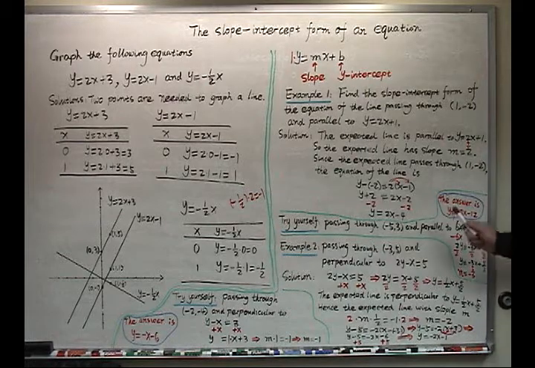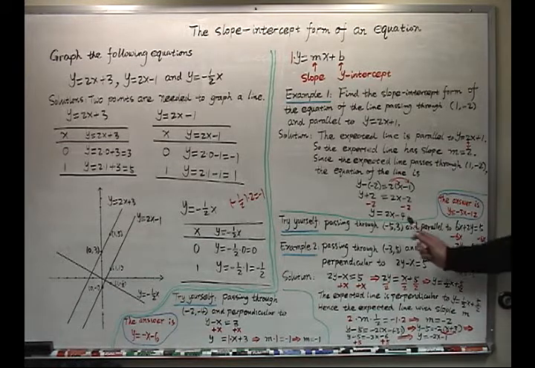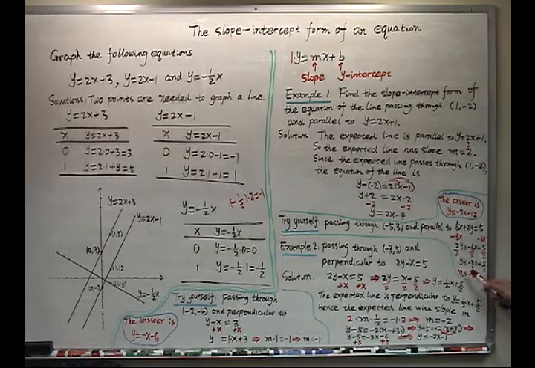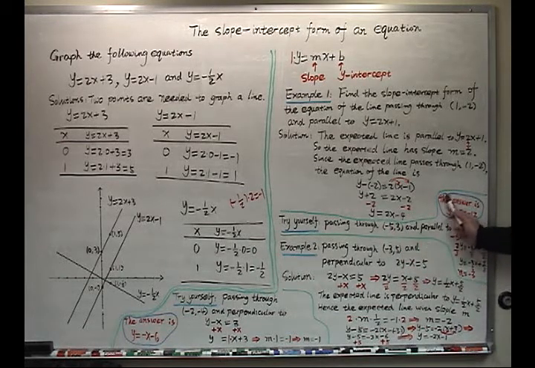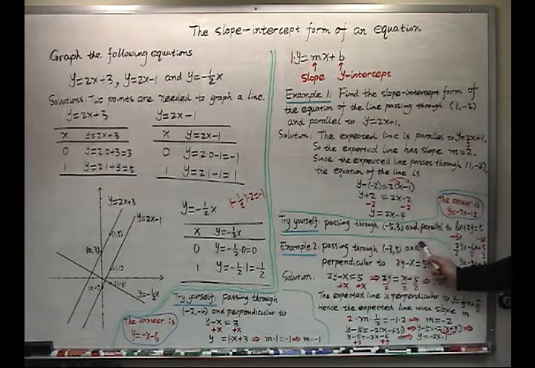Then based on the step we did right here, the equation we have should be y minus 3 equals -3 times x minus -5. Simplify that, and you will have the final answer here. So try this one yourself.